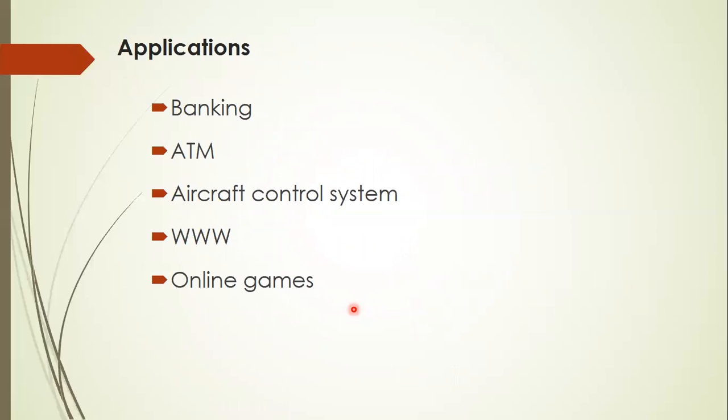Some of the areas where distributed operating systems find application are banking, because in a bank the different branches are scattered across different cities of the same country, or sometimes some branches may be situated in different countries also. ATMs, aircraft control systems, the World Wide Web, and online games. We have mentioned only five; in addition to that, we can find many other applications also. These are some of the applications of distributed operating systems.